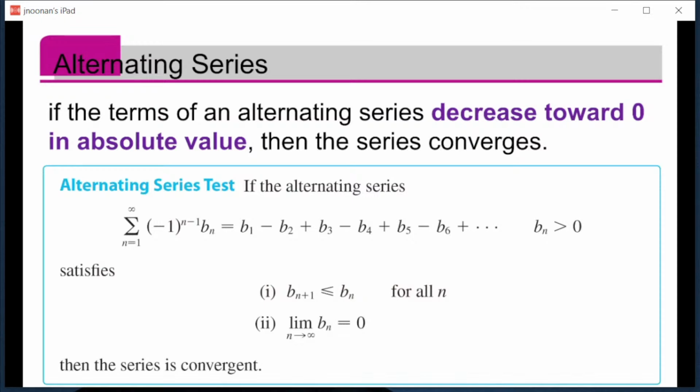Next, you want to make sure two things happen. First of all, the b's are getting smaller. And secondly, the limit of the b's is 0. Then for sure the series will converge. That's all you have to check, those two things.